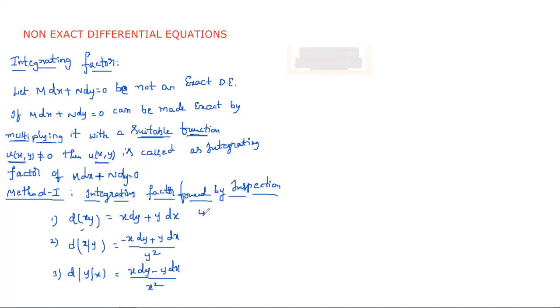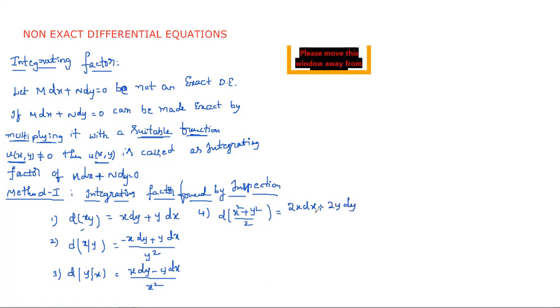Next, fourth one, derivative of (x square plus y square) by 2. The derivative of x square is 2x dx, plus the derivative of y square, which is 2y dy, all divided by 2. The 2s cancel because they are in the numerator as well as the denominator, and we get x dx plus y dy.